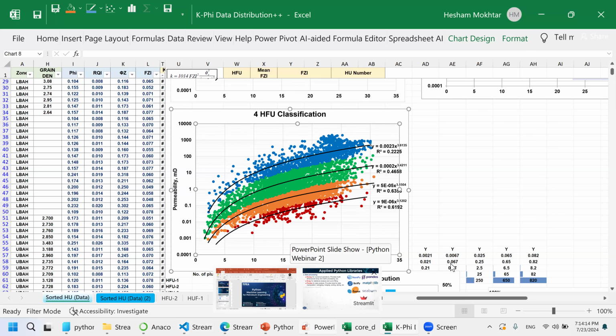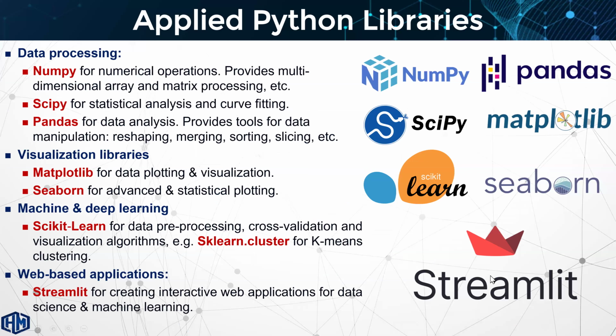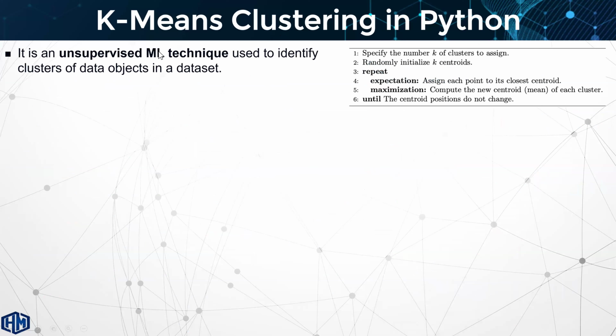Back to slide two, to highlight what the k-means clustering algorithm is. So this is the list of libraries applied in this project. As mentioned, Streamlit is for generating interactive web apps, and scikit-learn is for machine and deep learning, using the k-means clustering algorithm. Now let's define what k-means clustering is.